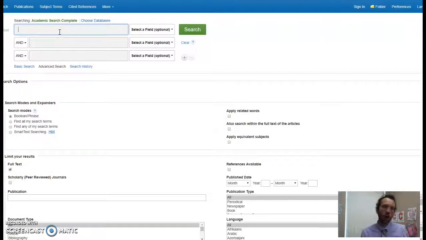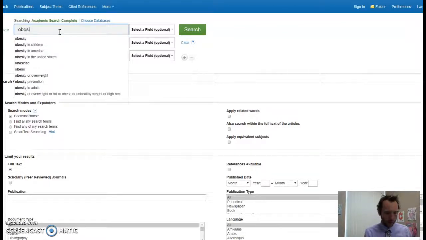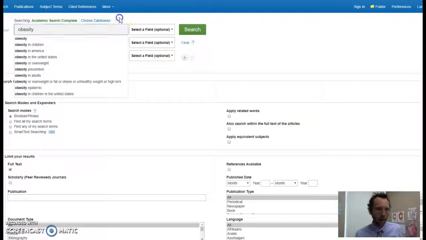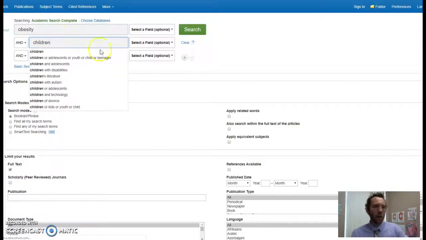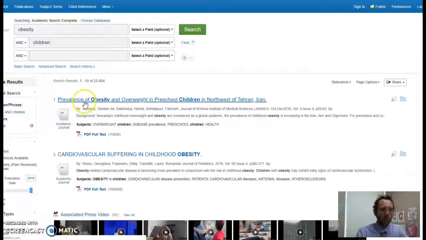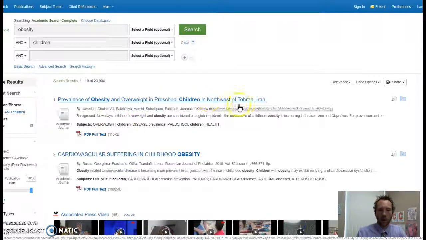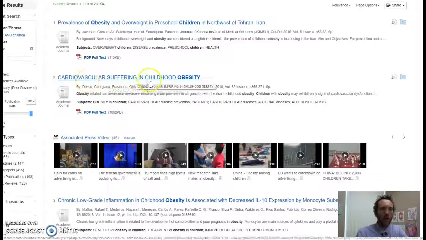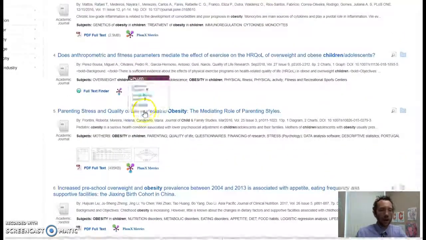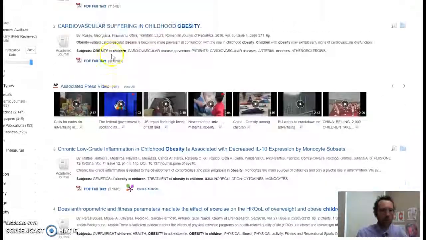And I'm also big on what are called Boolean terms. Obesity, okay, and children. And what will prevalence of obesity in overweight children and preschool children in Iran? Okay, that could be useful, potentially. Cardiovascular suffering and childhood obesity. You get the point. These are all, well, I guess I should talk about the publications.